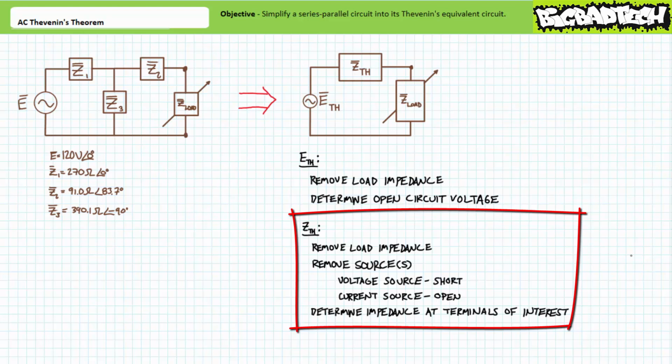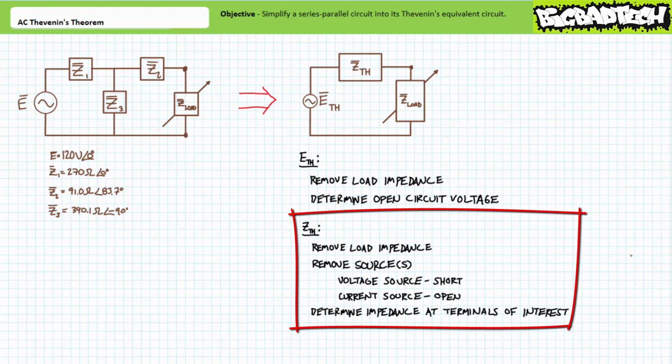Solving for our Thevenin's equivalent impedance ZTH also necessitates removal of the load impedance. Additionally, one must also remove the source, or sources, from consideration. One removes a voltage source by replacing it with a short. One removes a current source by replacing it with an open. Make note that incorporating shorts and opens inside your original circuit may fundamentally alter the nature of your circuit, as we'll see in a moment.